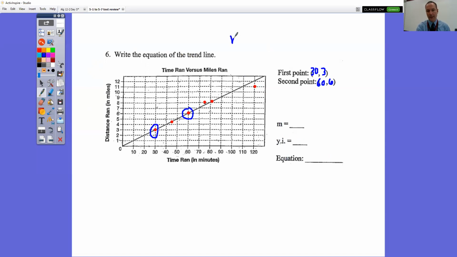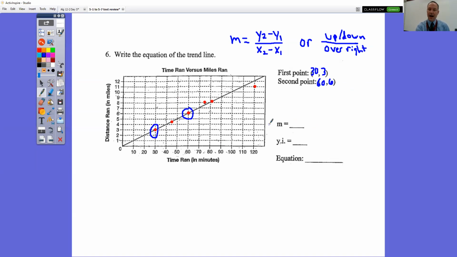Now, with your slope, the formula for slope is going to be given to you: y2 minus y1 over x2 minus x1. You can use this formula if you want to, or to find the slope, we could just take a look at the graph. Remember, slope is always written as a fraction. It would be how many you go up or down as the top number in your fraction, and then how many you go over to the right in the bottom part of your fraction.